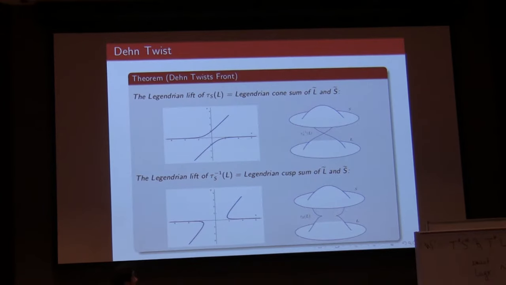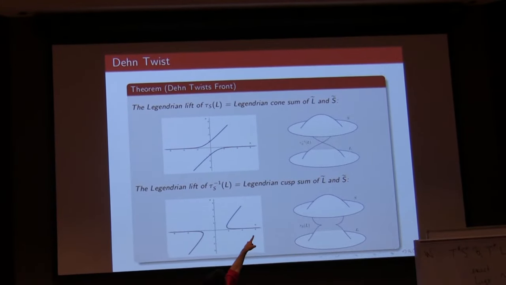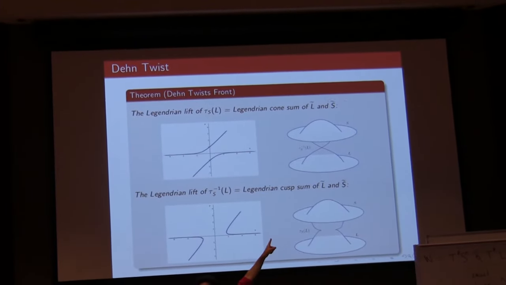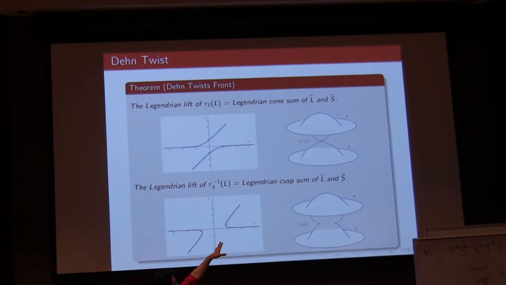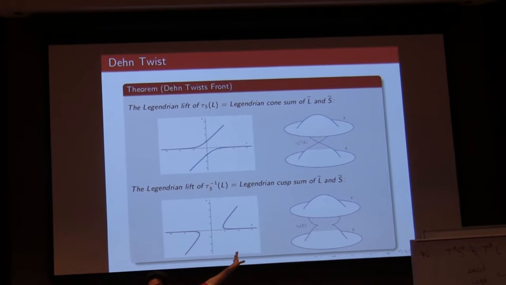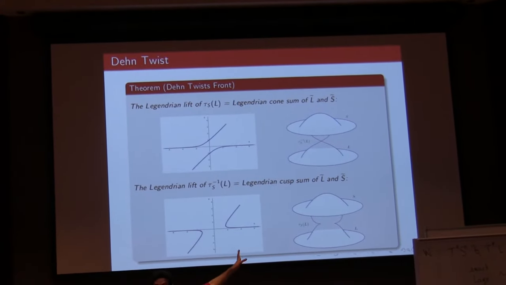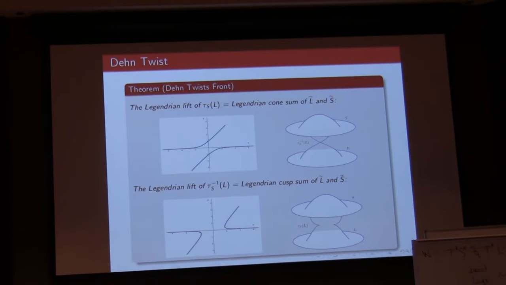Okay. Now, I should talk deeply about that cone point on the left-hand side. So when you have tau S of L, there's a cone point. I will defer that for later if I have time. But that cone point is a non-stable Legendrian singularity. So it's not a generic front. But let's just keep it as it is. And maybe I'll talk about it later.